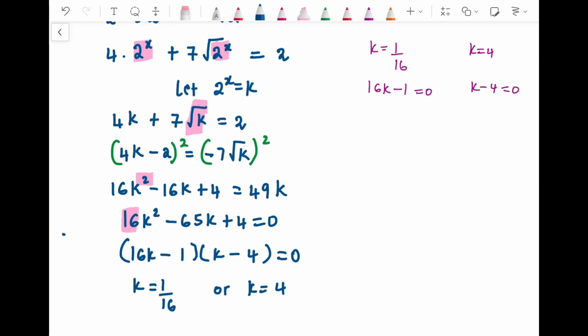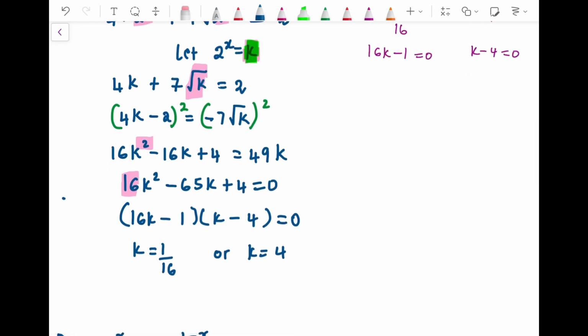Now remember, we are not solving for k here, we are solving for x. So now we are going to take these k values and substitute where there is k. We said let 2 to the exponent x equal to k. So we are going to have 2 to the exponent x is equal to 1 over 16, which is the same as 2 to the exponent minus 4. So x is equal to negative 4, or 2 to the exponent x equals 4, which is the same as 2 to the exponent 2. So x is equal to positive 2.